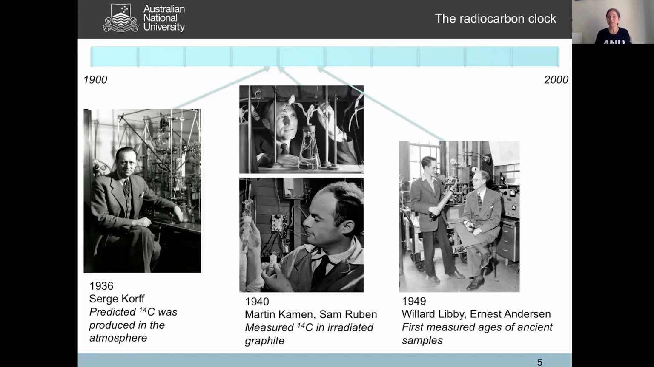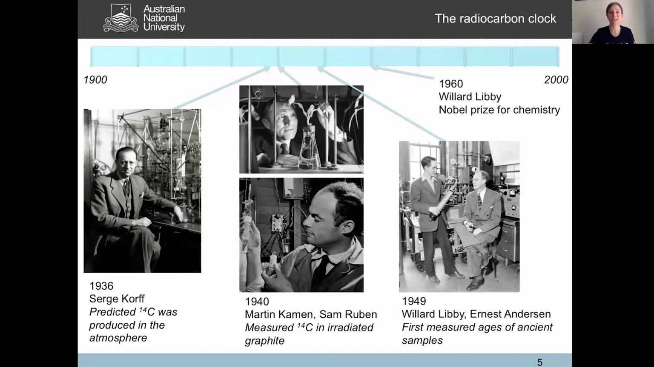And by 1949, he and his student Ernest Anderson had been able to develop a piece of equipment which could actually measure natural abundances of carbon-14. And also at the same time, they were able to measure the first ages of ancient samples. And they showed that, yes, we could use this carbon-14 to get the age of a sample in the past. And the significance of this finding was realized very, very rapidly. So that by 1960, so just 11 years later, Willard Libby won the Nobel Prize for Chemistry for the development of radiocarbon dating.